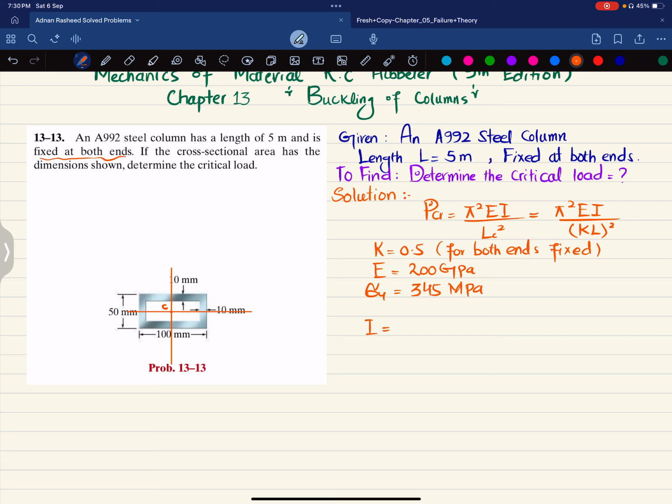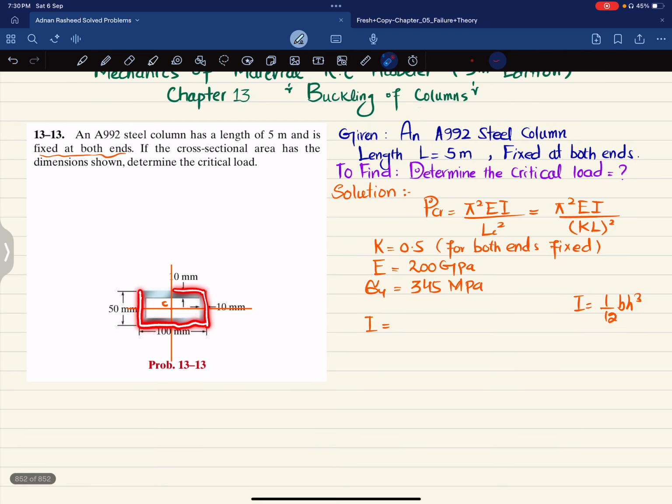We know that the moment of inertia for a rectangular section is equal to 1/12 B H cube, and you can see this is a hollow section. So we will consider this whole section as solid and then subtract the moment of inertia of this empty section. So I will write 1/12, base is 100 millimeter, which is 0.1, and height is 50 millimeter, which is 0.05 whole cube, minus the moment of inertia of this shaded portion.